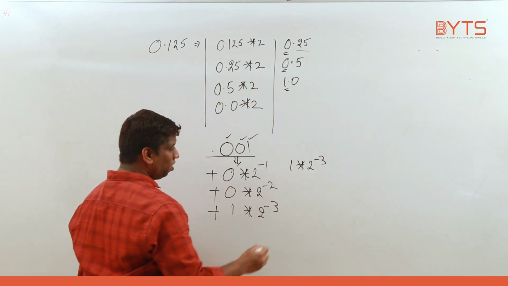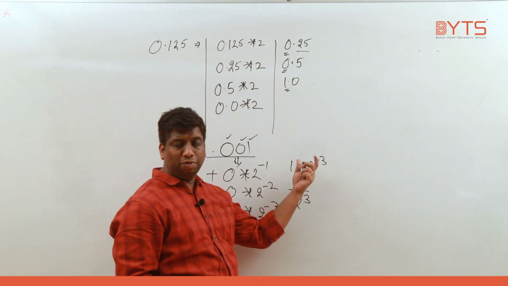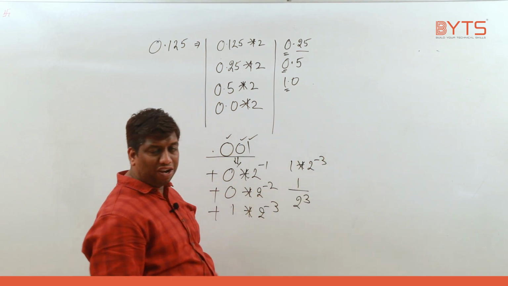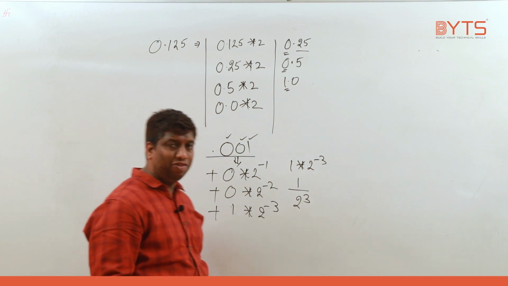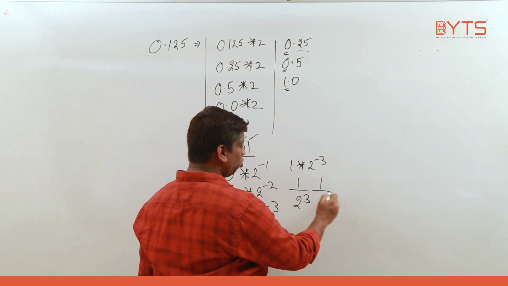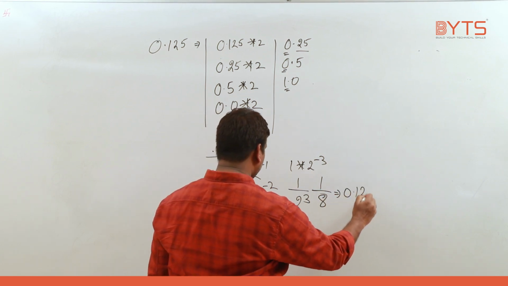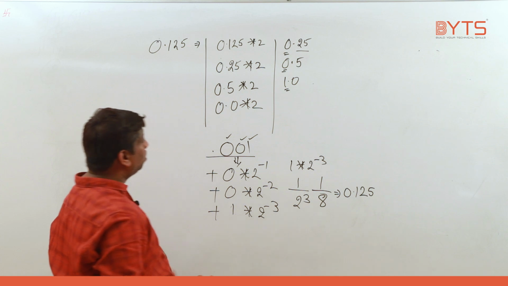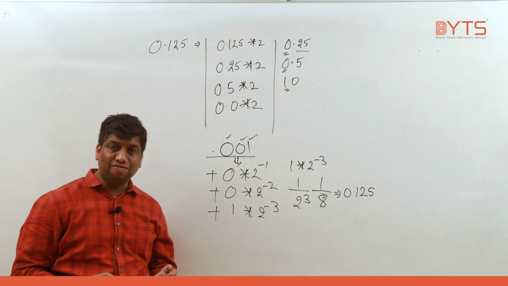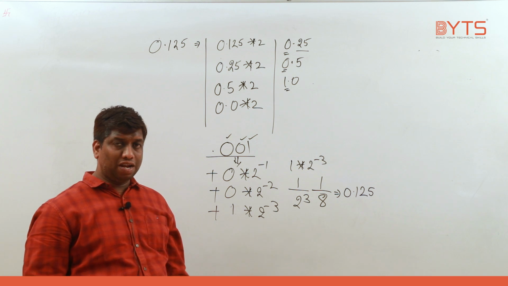What is the value of this one? 1 by 2 power 3, correct? Because 2 power minus 3 can be written as 1 by 2 power 3, and the 1 into is not required, because anything multiplied with 1 gives the same thing. So 1 by 2 power 3 is 1 by 8. What is the value of 1 by 8? 0.125. So this is the procedure for converting a fractional part into binary. Now I will take another example.